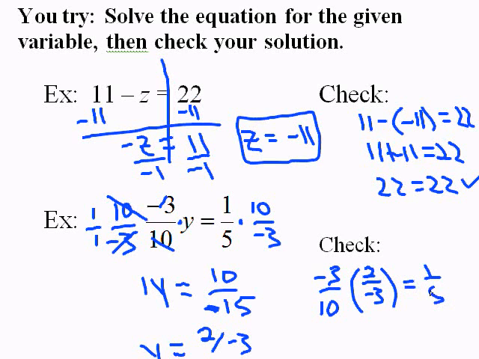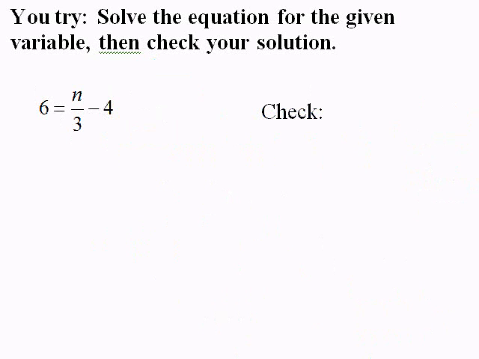Checking your solution, you get negative 3 over 10 times 2 over negative 3 should equal 1 over 5. Notice we can cross-reduce again, leaving us with 2 over 10 equal to 1/5, and 2 over 10 does reduce to 1/5, which means our solution checks out. We're on to the third example. Go ahead and press pause, work it out, and press play when you're ready to see the answer.